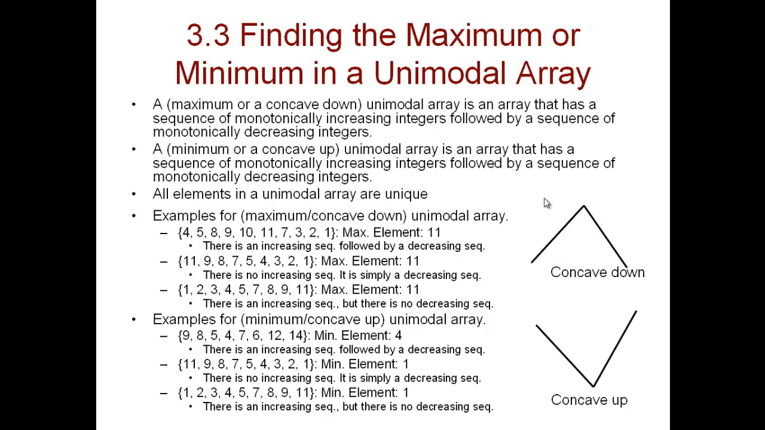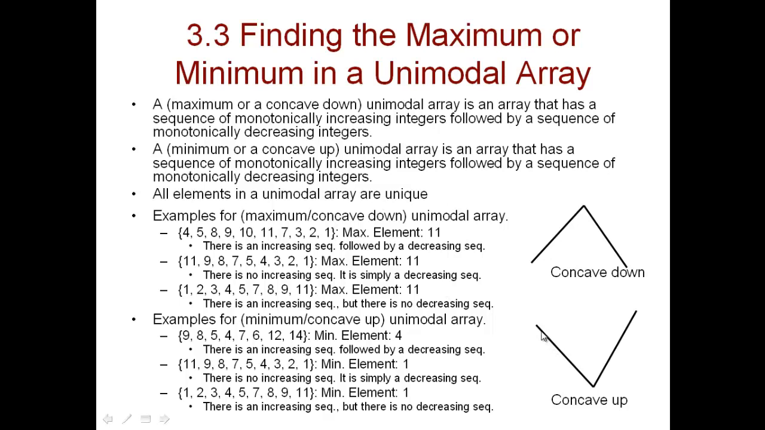Okay. So in a math class you would have seen what a concave down function and a concave up function are. This looks like a concave down function, and for such functions there is a maximum where the peak is. So given a concave down unimodal array, we should be able to find this maximum, and we want to do that using a binary search approach.